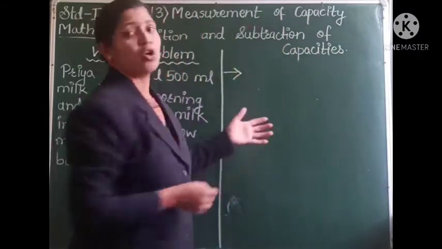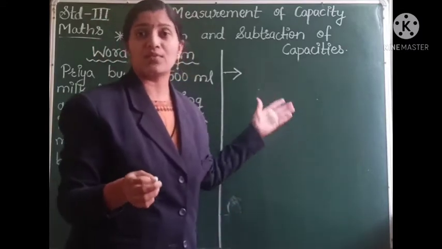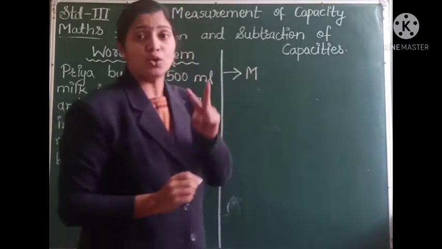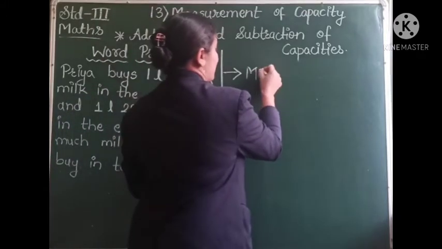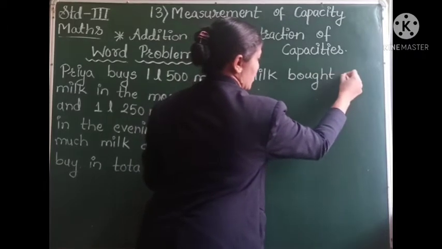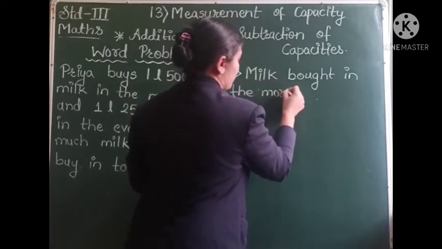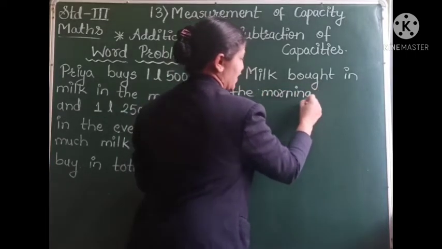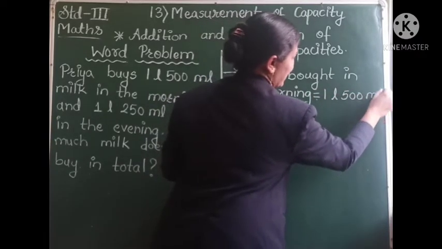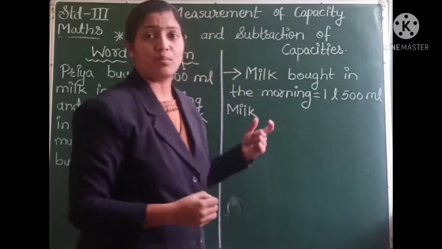So here you can see on this side I am solving the problem. What is known to us, those are the things we have to write first. So we know that she buys milk 2 times in a day. So milk bought in the morning. So she buys some milk in the morning. Milk bought in the morning is equal to 1 liter 500 milliliter. Then we will write milk bought in the evening.